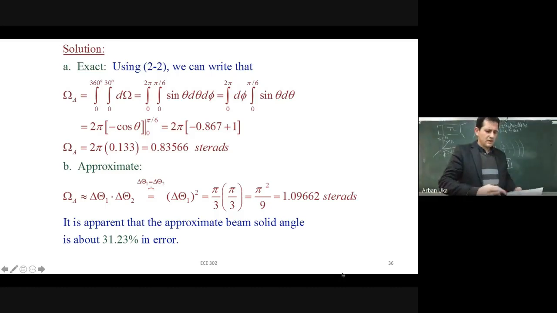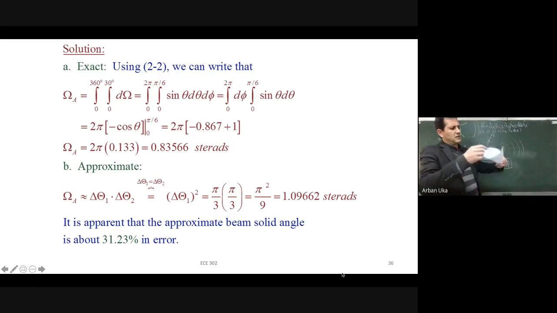So as best we can make out a funnel. Yes, so here we have one. This angle from the center to the edges is 30 degrees. We're trying to find the solid angle in here.